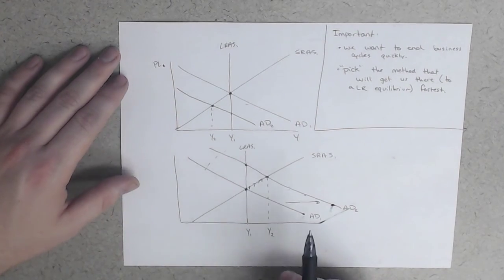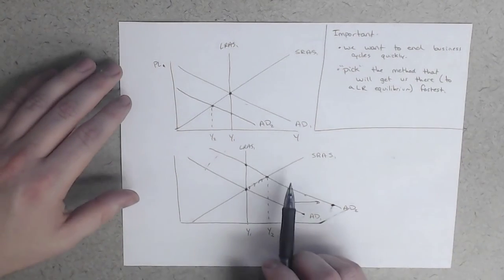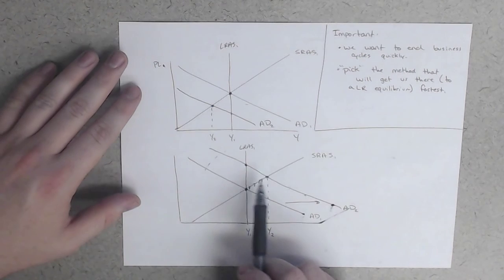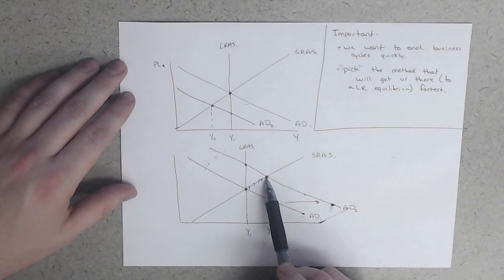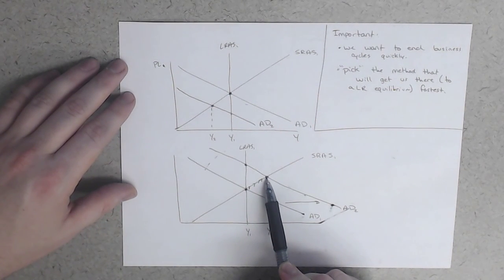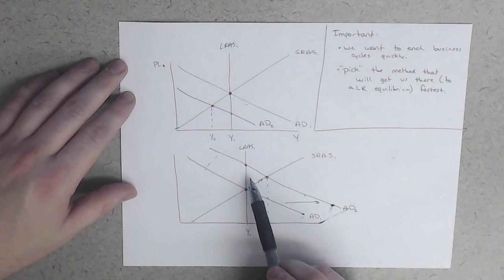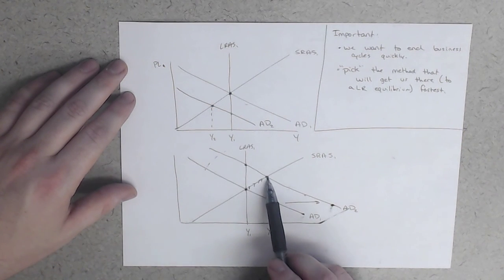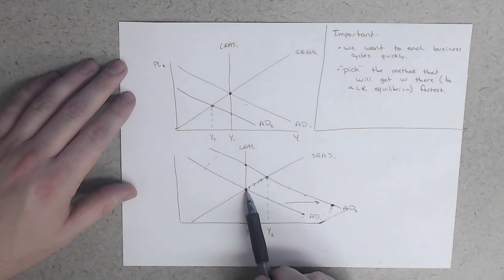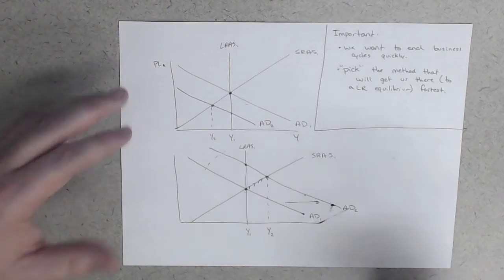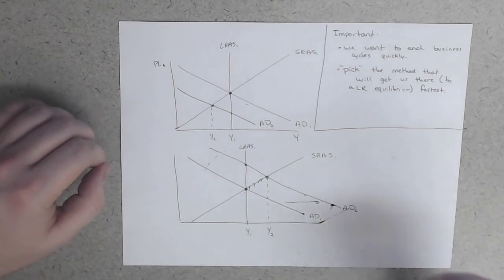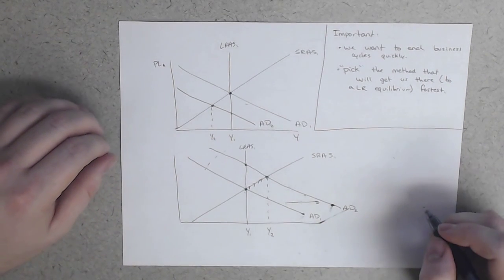And so the point here is that right now at least, there are two different ways for us to get from here to a long run equilibrium. Either one will work. We can let the automatic adjustment mechanism do it, or we can do it actively through aggregate demand management. And the point here is to pick the one that will actually get it done fastest.